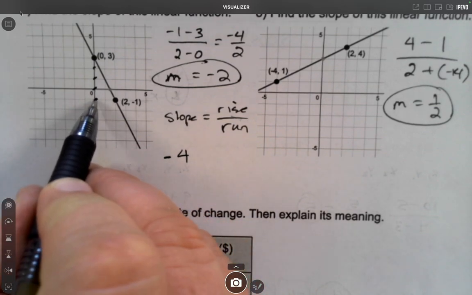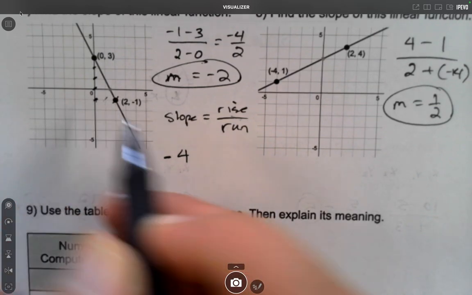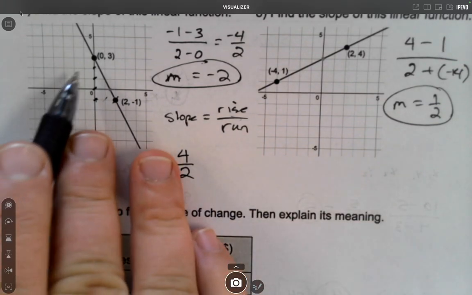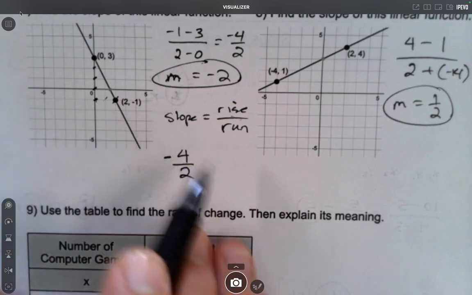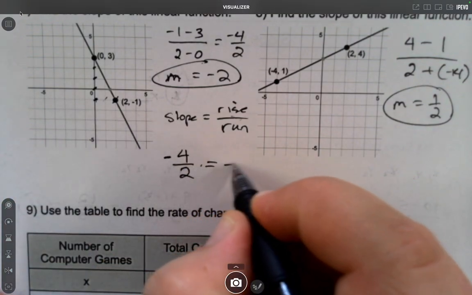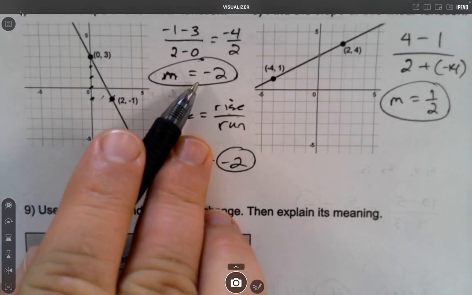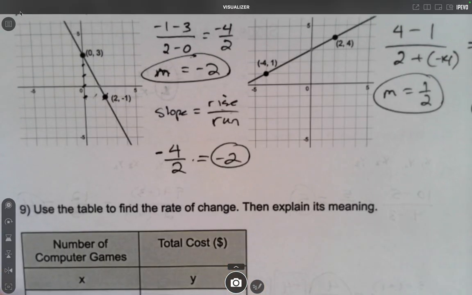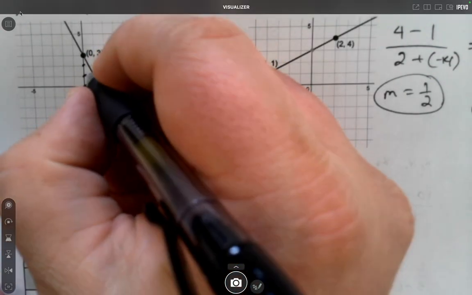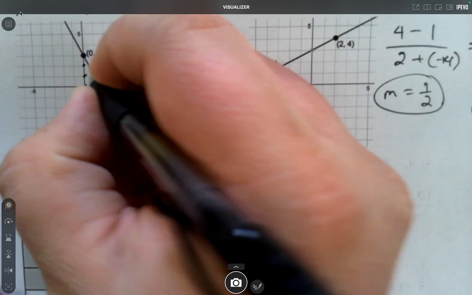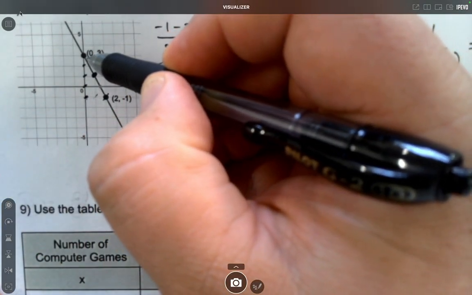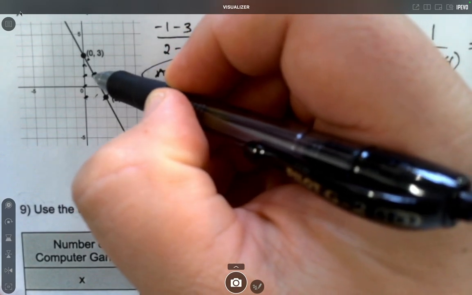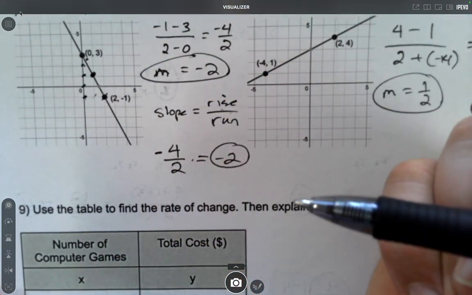Then when I'm at that corner, I go to the right, 1, 2. So my rise was negative 4 because I went down 4. My run was positive 2 because I went to the right 2. And if you look, that gives me the same answer that the equation did. Or if you see, this actually is a point right here too. If I'd seen that, I could have said I start here, I go down 2, over 1. And negative 2 over 1 is negative 2.